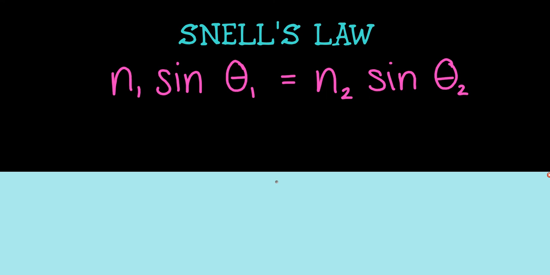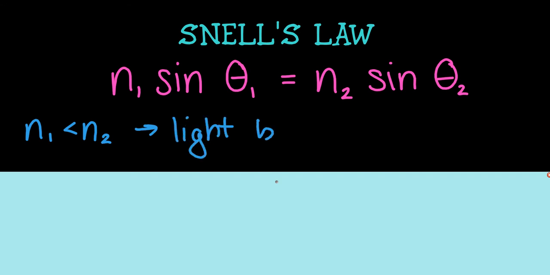Without doing calculations, we can figure out exactly how the light bends with this equation. Specifically, if we have n1 being less than n2, in other words, if we're going from a low index of refraction to a high index of refraction, like we would be doing going from air to water, for example, your light is going to bend toward the normal. In other words, theta 1 is going to be greater than theta 2.